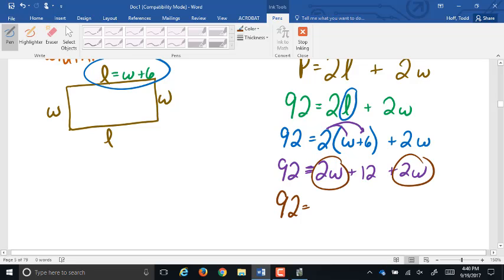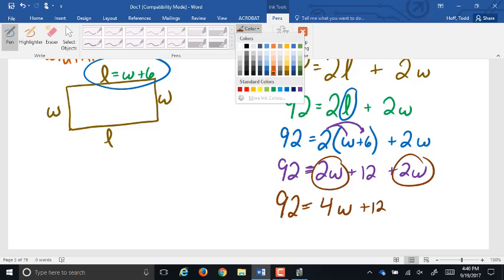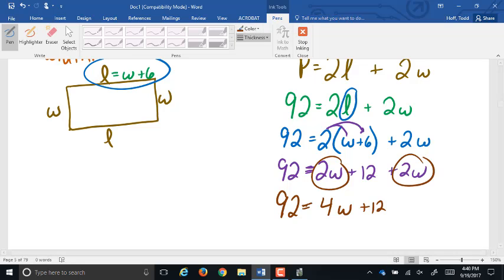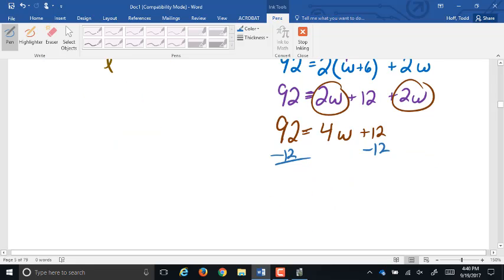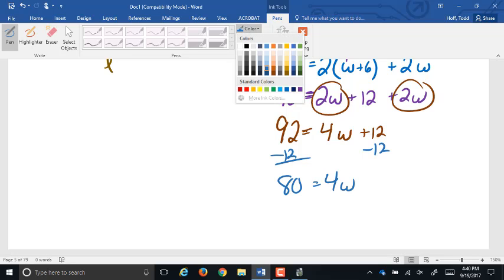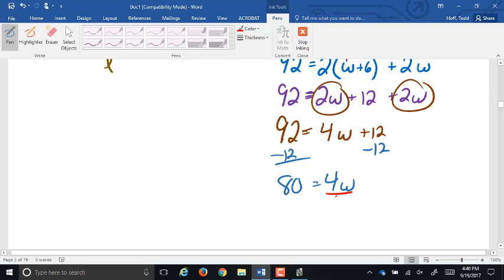Well, 2W and 2W make 4W, and we still have the plus 12. Then we will subtract 12. So 80 equals 4W, and then divide by 4. So 20 equals W. All done?